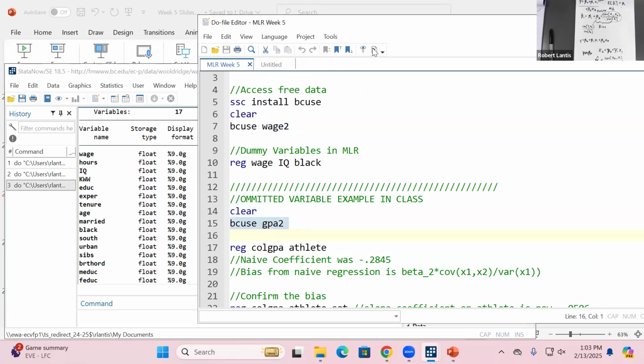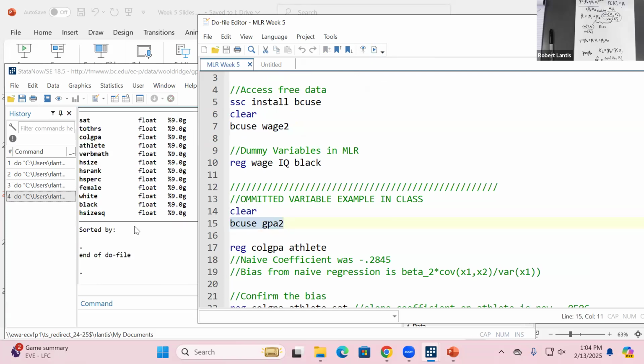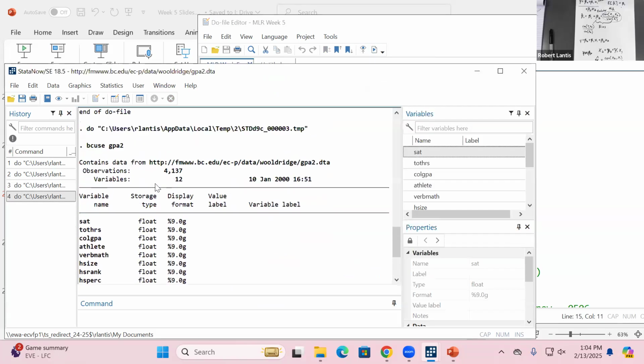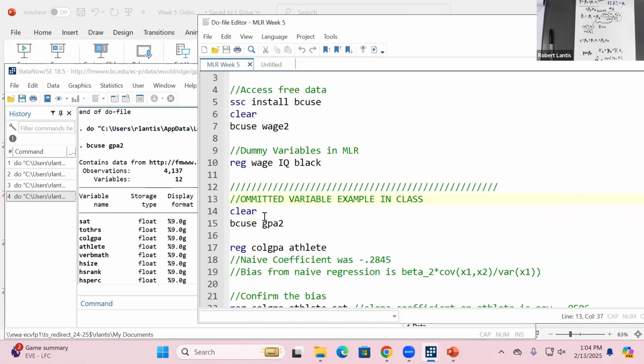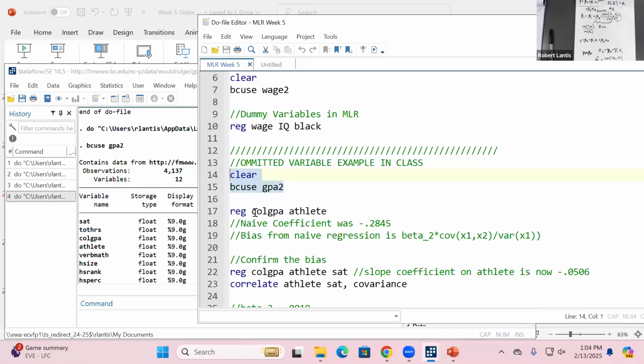Now notice if I don't clear it out and I try to use another data set, call it GPA2. Oh, actually, it did clear this out for me. I thought you had to add the extra clear command to wipe out the previous data. Maybe they updated that in the newer version. But to be safe, always clearing it out will make sure you're getting rid of that old data and opening up the new one. Okay. So we'll use this college GPA and this athlete variable example.